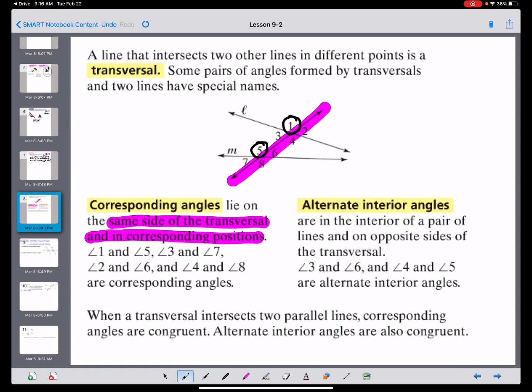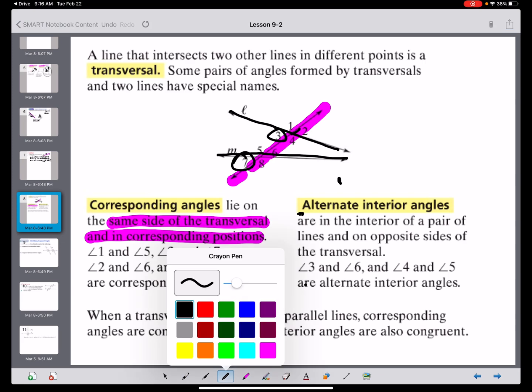Angle 3 and angle 7. Notice that they are both to the left of the transversal, and they're all in the same relative position. So meaning that there is a line that cuts through it. See the line that cuts through it? And 3 is below that line. Here's another line that cuts through that transversal purple line, and the 7 is below it. They're in the same relative position.